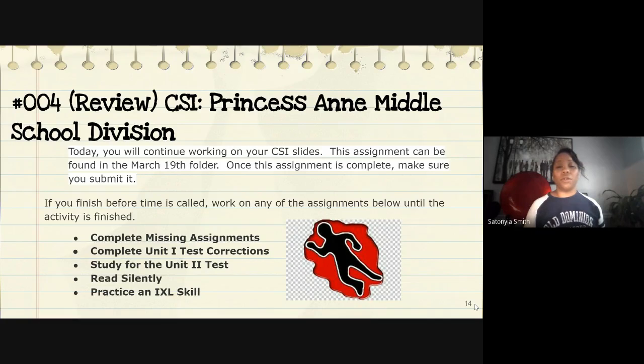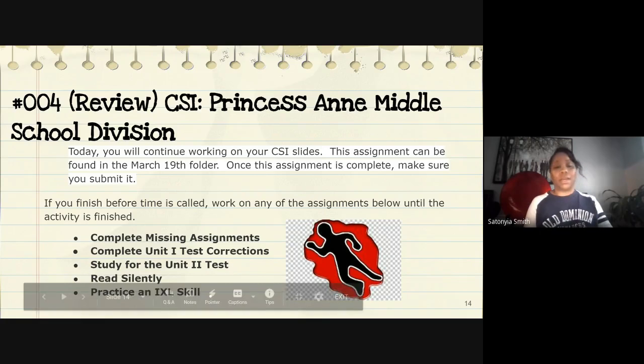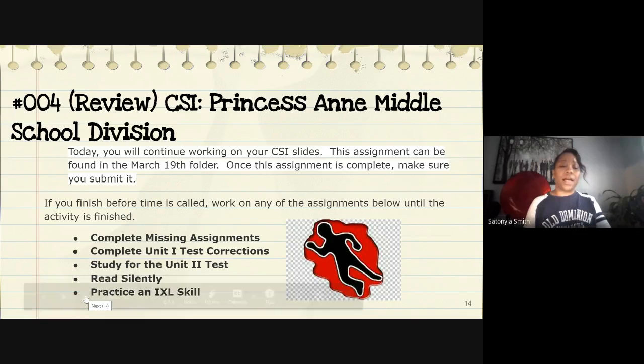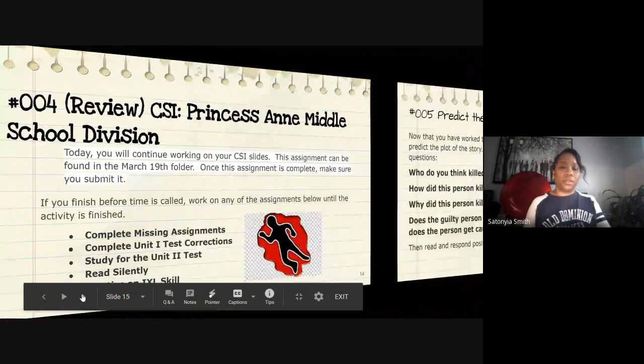If you finish before time is called during class, I want you to work on any of the assignments below. So you can complete any missing assignments. You can complete the Unit 1 test corrections. You can study for the Unit 2 test. You can read silently. You can practice an IXL skill. So those are all things that you can do if you finish your slides before your classmates are finished. They are due today. So just make sure you finish them and you submit them. If you need to, you can go ahead and pause the video at this time and work on completing those slides. But I am going to move forward.